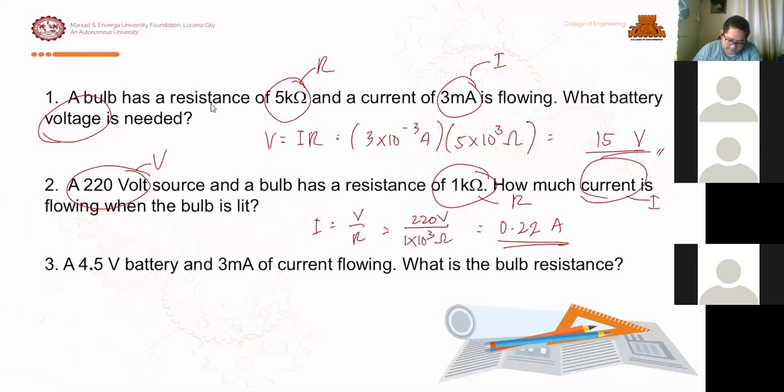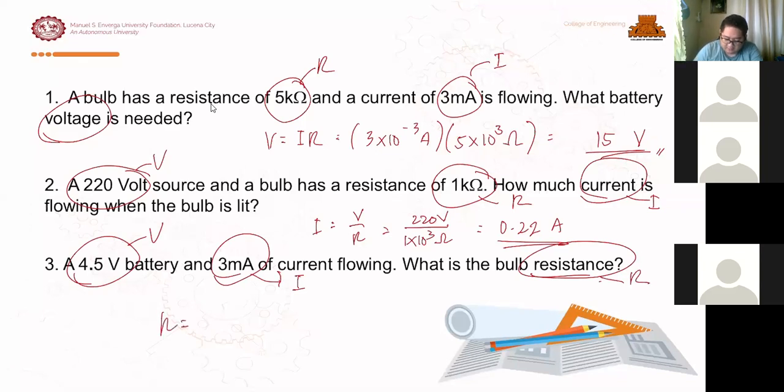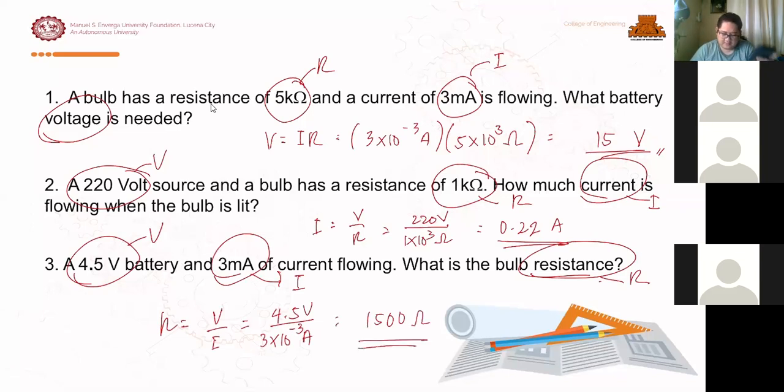Next, a 4.5 volts battery. We have V and a 3 milliampere current. What is the resistance? So R is equal to V over I. So 4.5 volts all over 3 times 10 to the negative 3 ampere. The resulting value is in ohms, which is 1,500 ohms. So, that's how to use our Ohm's law.